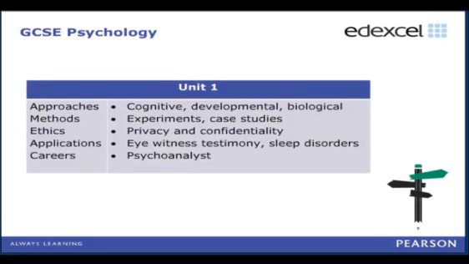So Unit 1, in a little bit more detail, we've got the approaches that we needed, and in total we need social, cognitive, developmental, biology, as I outlined. And you can see we've got cognitive, developmental, and biological in Unit 1. Cognitive was perception. Developmental covers a little bit about Freud and how people develop. Biological, we've got activation synthesis and dreaming. We covered some methods, experiments that go well with the cognitive approach, and case studies that go well with Freud. We've got ethics, privacy and confidentiality in Unit 1. We've got applications, and we've chosen to look at eyewitness testimony and sleep disorders going with dreaming. And we've got careers, we've got the psychoanalyst there.